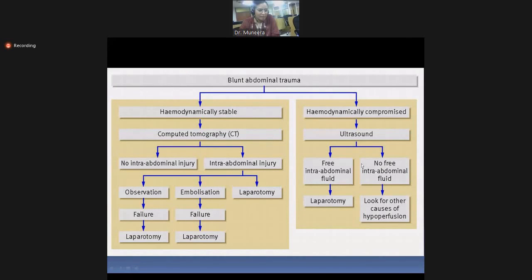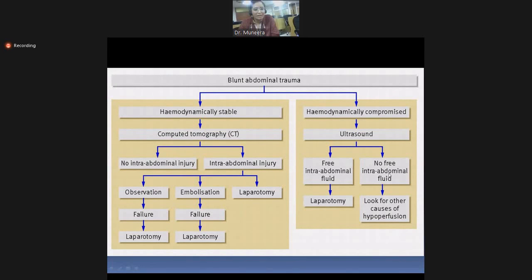In a hemodynamically compromised patient, that means not maintaining the blood pressure, not maintaining the heart rate, dropping hemoglobin, you will definitely go for FAST at the bedside. If it turns out to have free fluid, you go for laparotomy. But if there's no free fluid, then you have to look for other signs or causes of hypoperfusion. What are the other causes which can lead to this condition? You have to look for concomitant head injury. You have to check the periphery. Is there any femur fracture, pelvic fracture? Large bones also bleed very badly, right? Or you can even go for DPL in this category, if the patient is not stable.